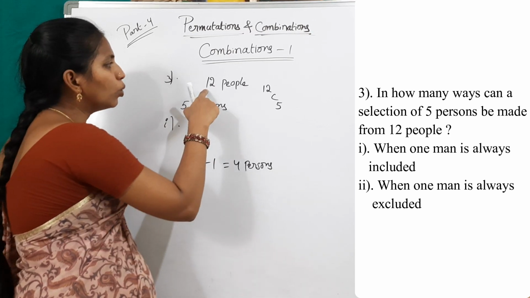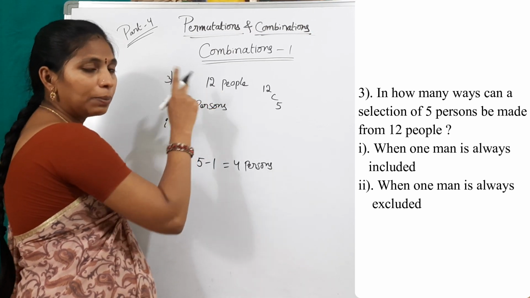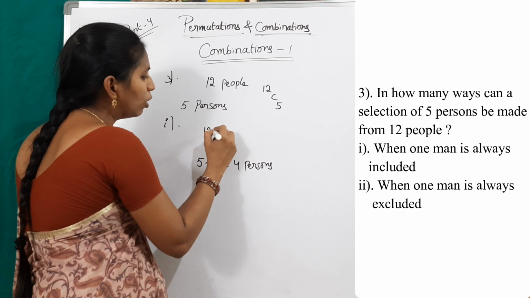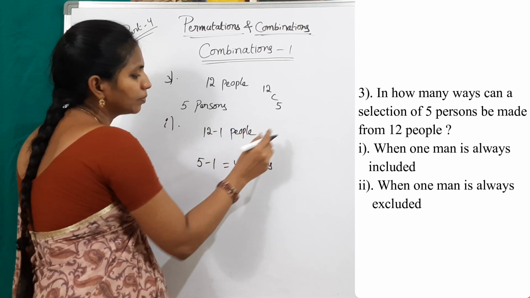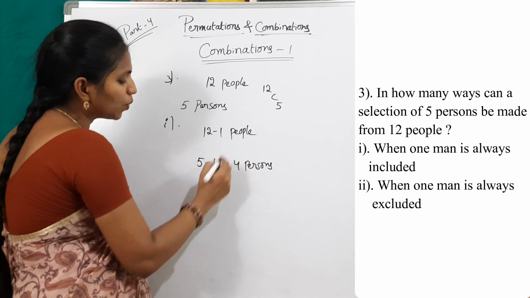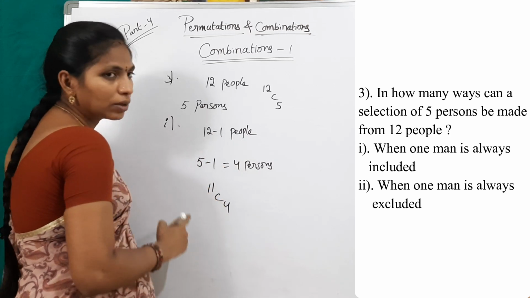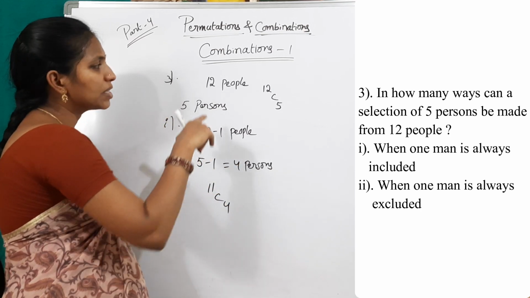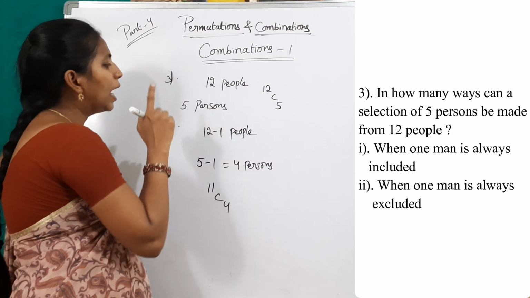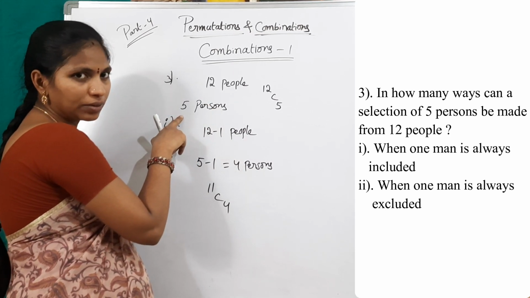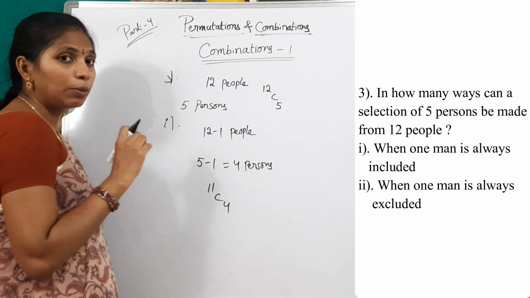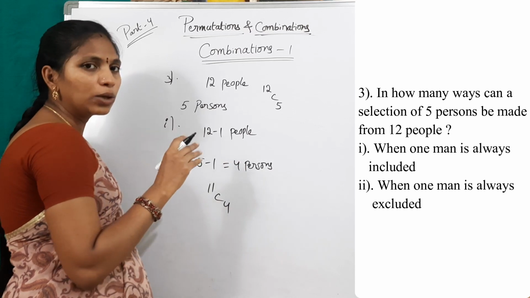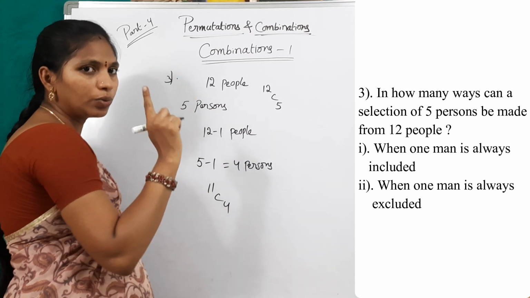Actually there are 12 people, but one man is already included, which means the remaining members are 11. Here 12 minus 1 people. So now the formula is 12 minus 1 means 11 and C4. 11C4, because one man is already included. Simply subtract 1 from the number of people and 1 from this 5. No need to select 5 persons because one man is already selected. That's why we should select only 4 people from 11 people, not 12 people.